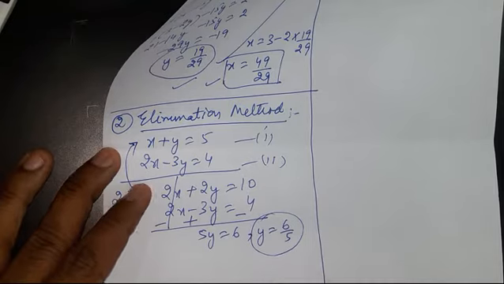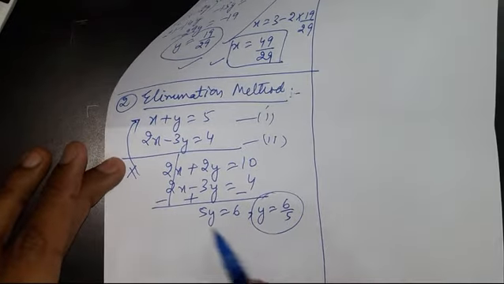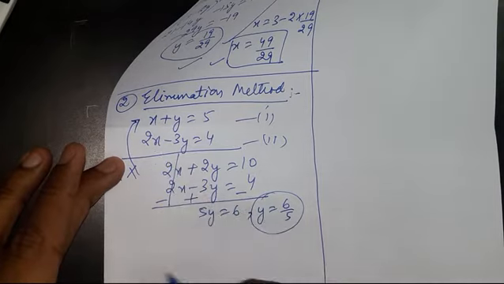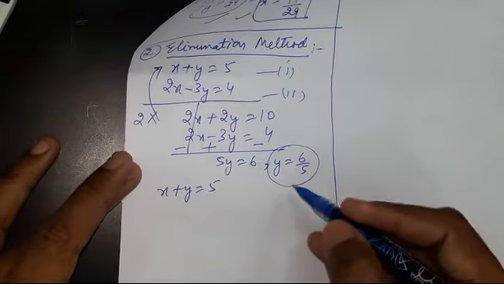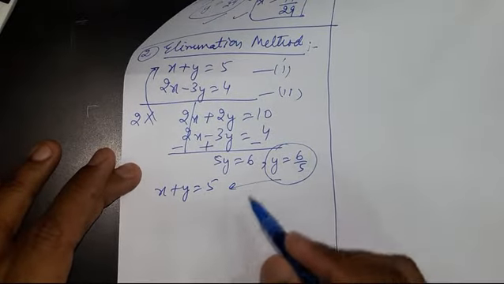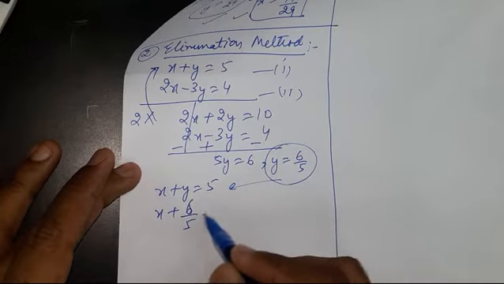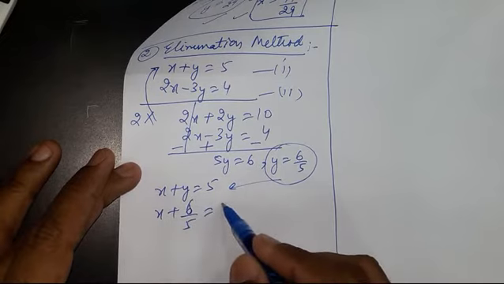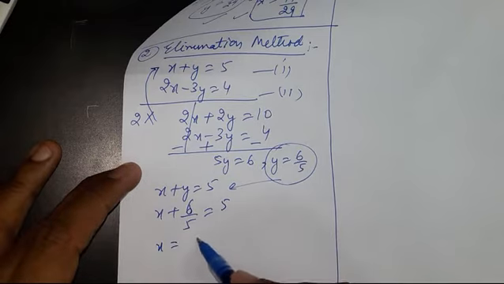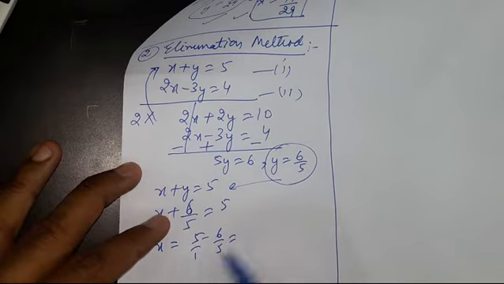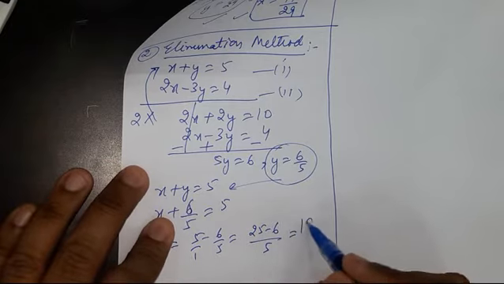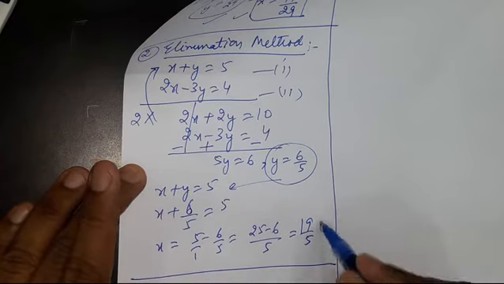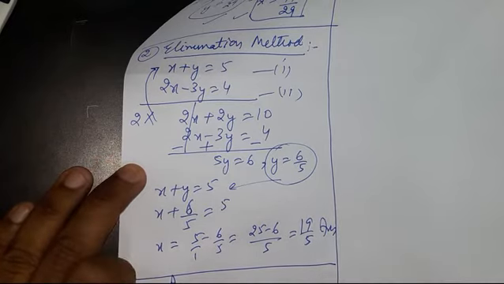Very easy. Now put this value of y in either the first or second equation. Let us suppose I am putting it into the very first equation, that is x plus y is equal to 5. So x plus 6 by 5 is equal to 5, and what you are getting is 5 minus 6 by 5, that is 25 minus 6 upon 5, you get 19 by 5. So you get both solutions, x is equal to 19 by 5 and y is equal to 6 by 5.